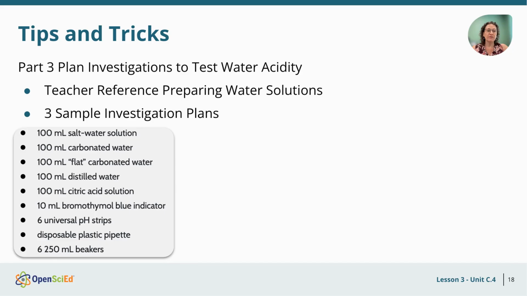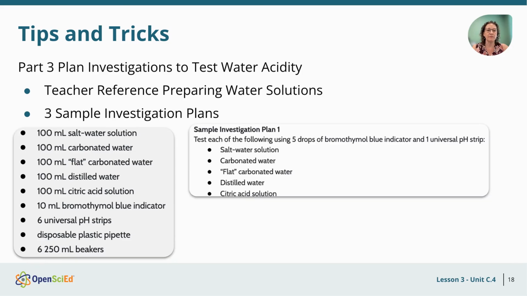Students may benefit from seeing how the bromothymol blue indicator and the universal pH strips work before developing their investigation plans. So just quickly demonstrate that using tap water. The purpose of using tap water is to avoid giving away any of the data that the students might collect later in the investigation. There's also a teacher reference with 3 sample investigation plans.